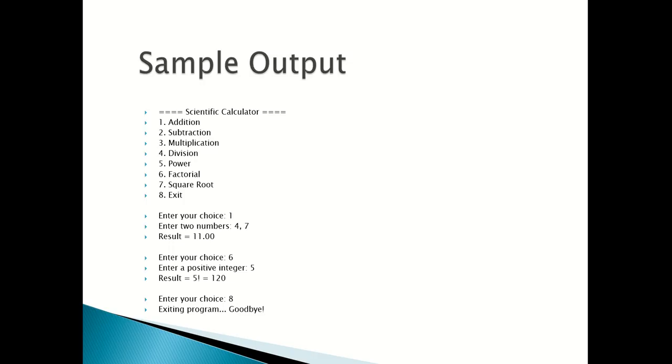Then here the user has entered 6, which means he wants a factorial. Here we have to enter a positive integer because there is no negative integer factorial, and he has entered 5, which means he is asking for 5 factorial, which is 120. The result is printed. Now the user has entered 8, which means he wants to exit the program. Next slide.